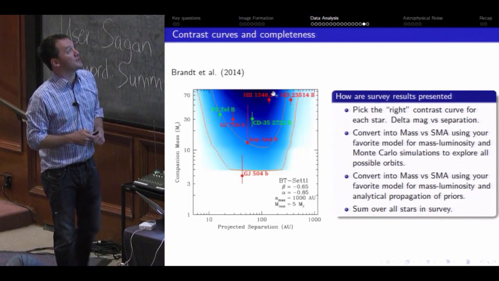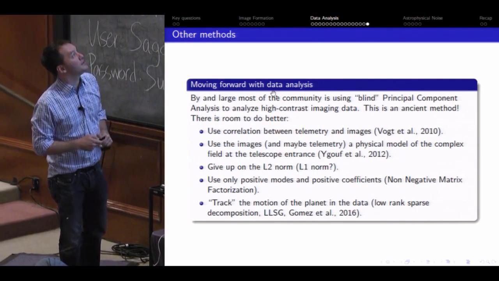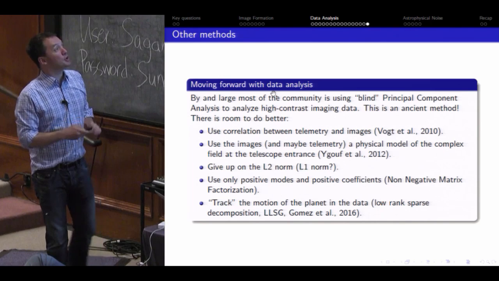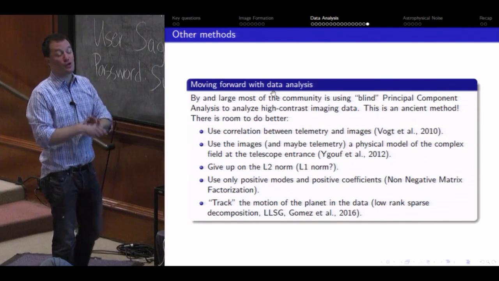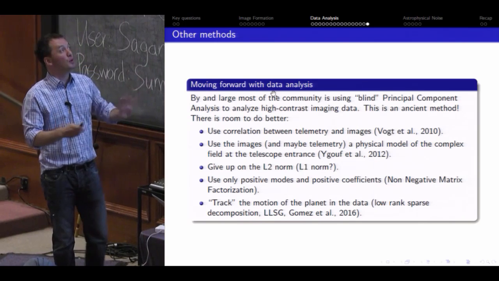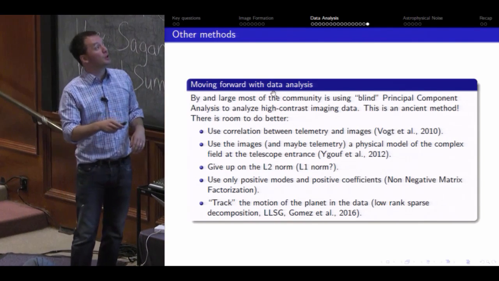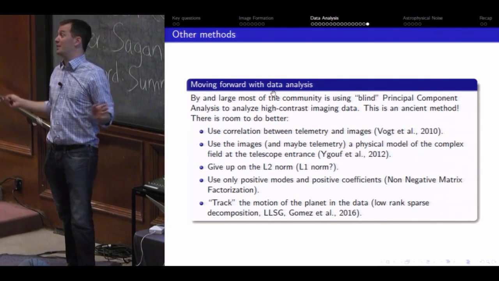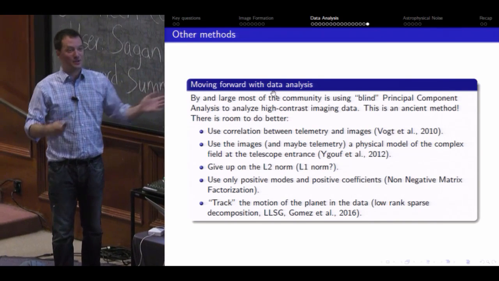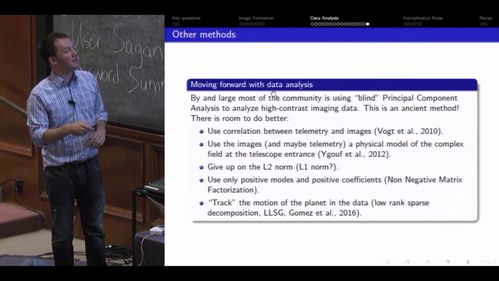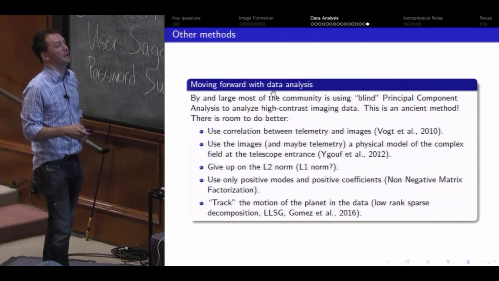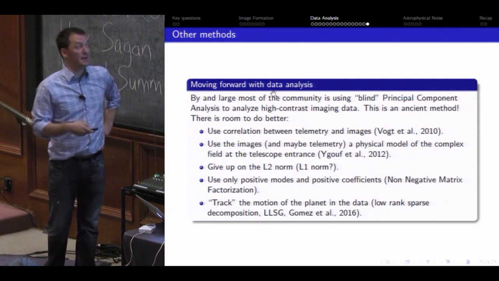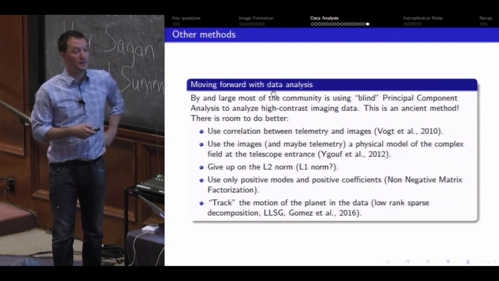And then I'm going to skip the contrast curve discussion to get to the astrophysical noise. So moving forward with data analysis, by and large, we're using blind PCA. And there's a lot of room to do a lot more things. You can use correlations between telemetry and the images. You could give up the L2 norm. I mean, we're working in the L2 norm because it's very convenient. The math turns out to be beautiful. You could use only positive modes and positive coefficients, so it's a non-negative matrix factorization. Or you could track the motion of the planets in the data, and this is the recent paper, very promising, by Carlos Gomez that Dimitri told you about.